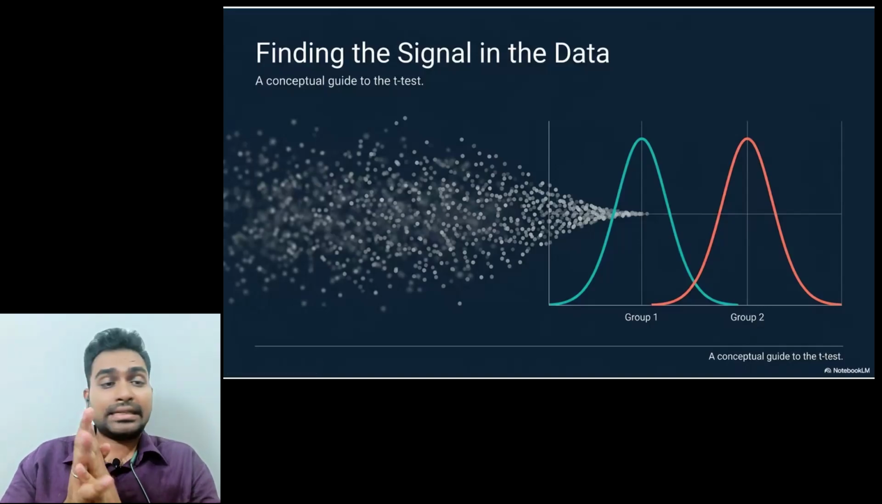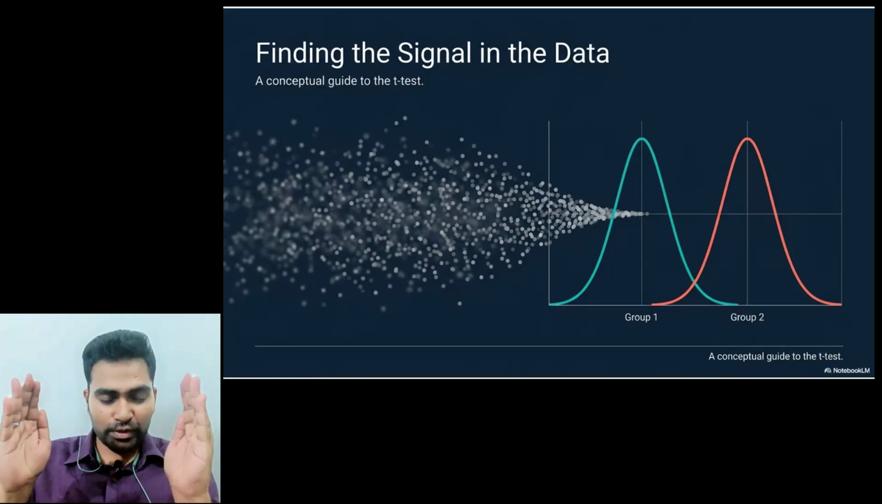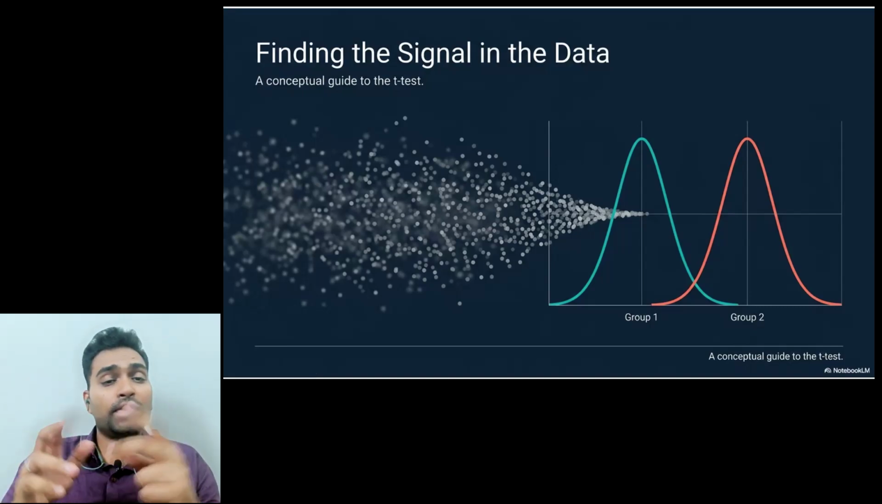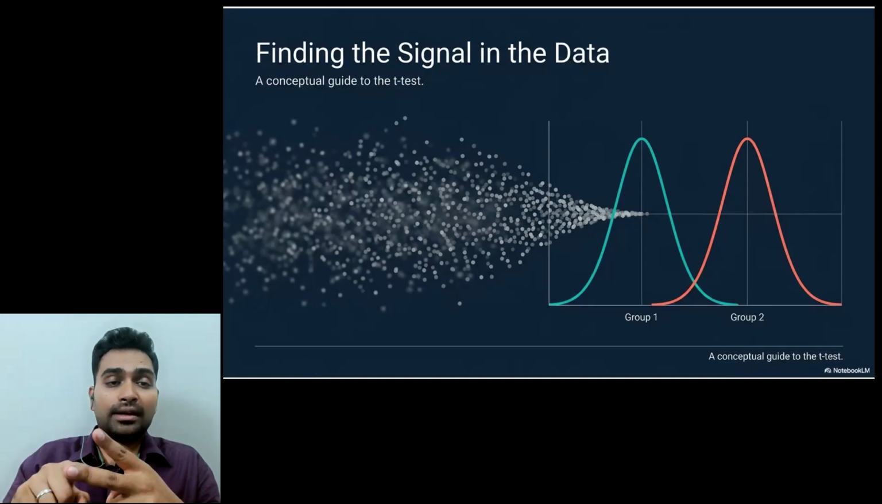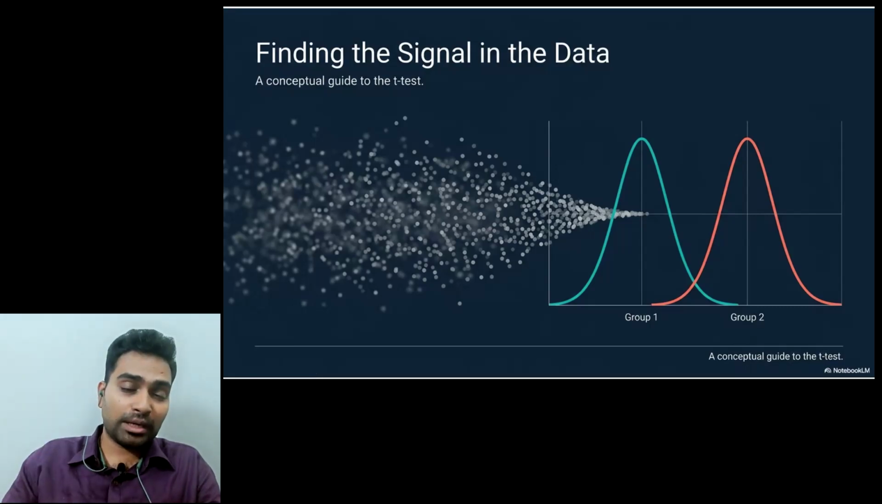Yes, let's discuss t-test now. So when it comes to t-test, first and foremost, one important thing that you should keep in your mind is the two tests that we have studied till now, correlation and regression. What were they for? They help us to study the relationship between two variables or more than two variables.